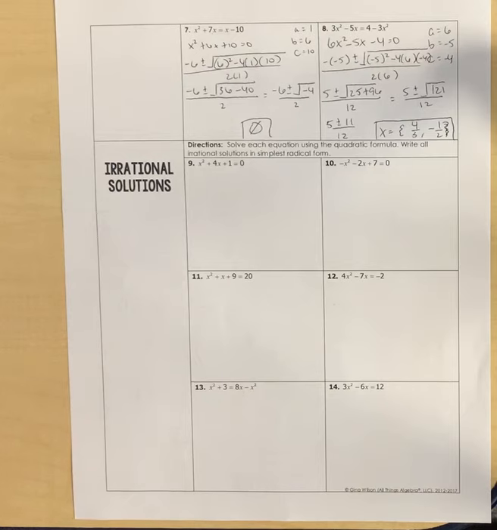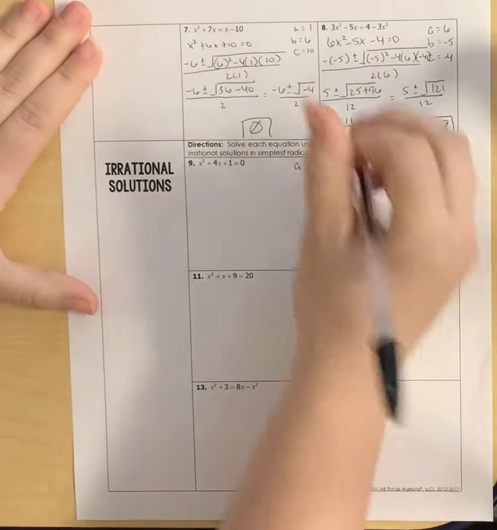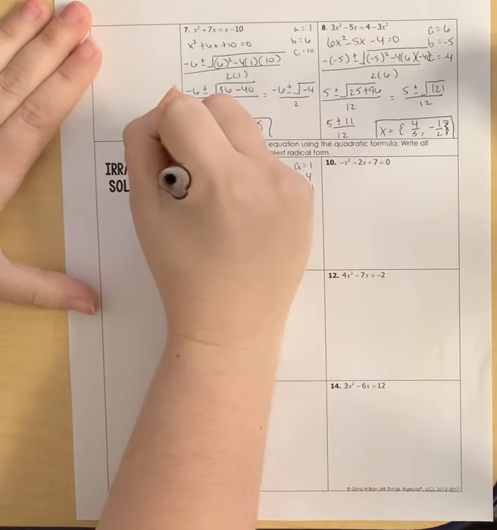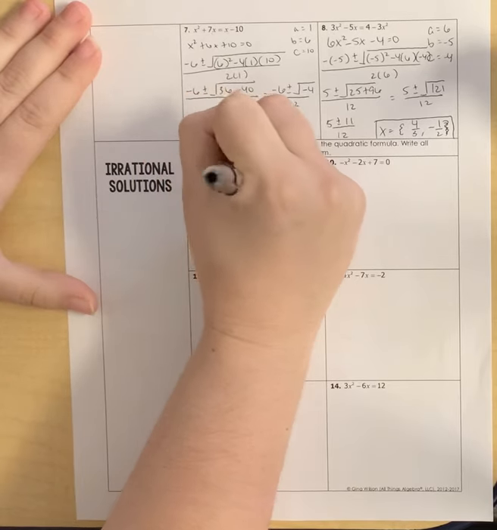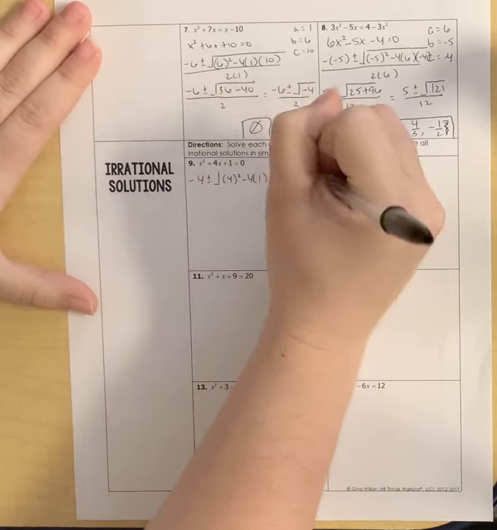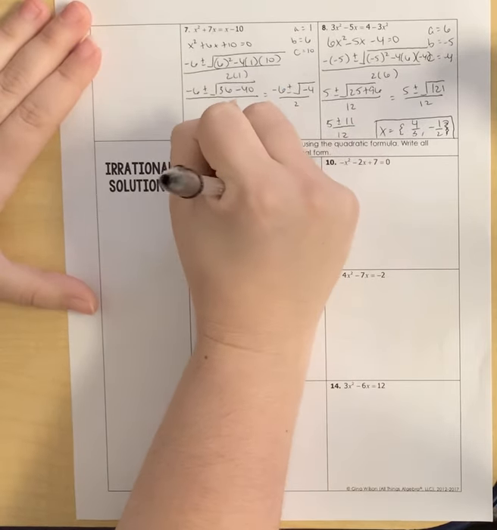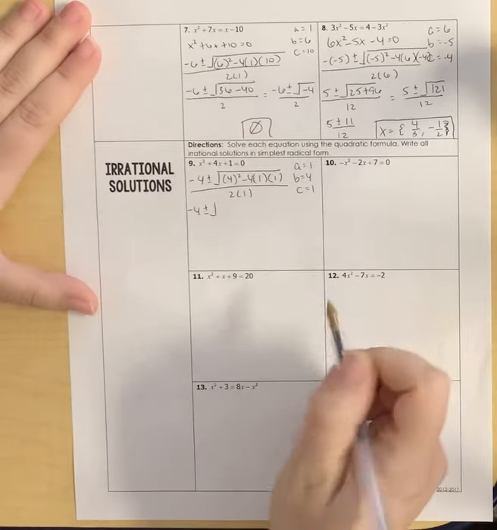Okay. All right, so now some irrational solutions. So meaning that we're going to get down to where our radical does not simplify. Okay, so we're still doing the same stuff. So we have our A is 1, our B is 4, and our C is 1. So we have negative 4 plus or minus the square root of 4 squared minus 4 times 1 times 1. And the whole thing is over 2 times 1. So it's negative 4 plus or minus the square root.